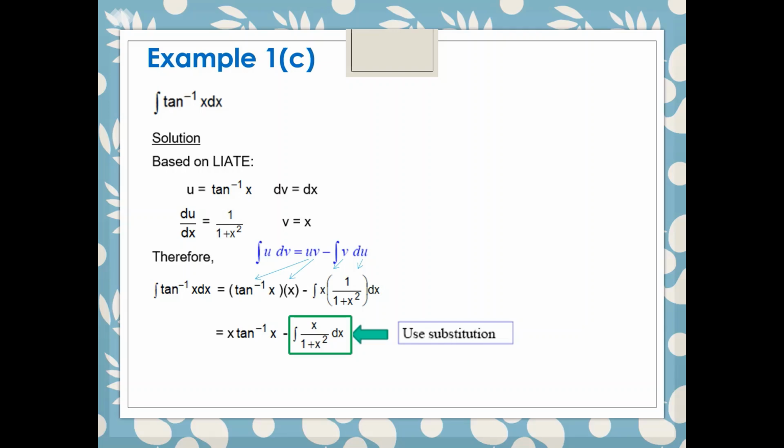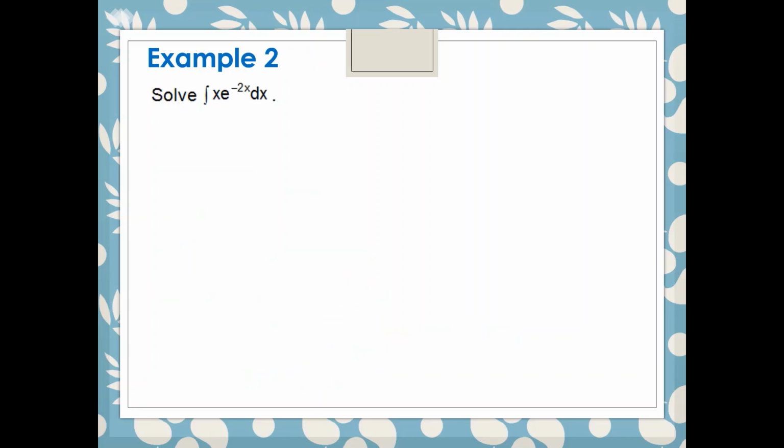To solve the new integral, you need to apply the u substitution. By letting u equal to 1 plus x squared, differentiate the u with respect to x, the answer is 2x. Substitute this back into the integral and simplify, you should get 1 over 2 ln 1 plus x squared as the answer. Therefore, the final answer is given by x arctangent x minus 1 over 2 ln 1 plus x squared plus c. Now let's proceed with example 2.